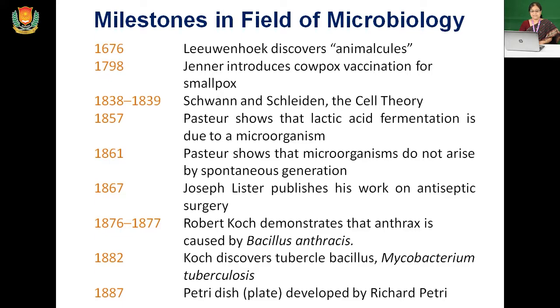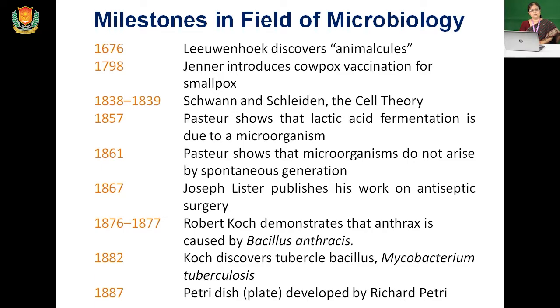In 1798, Jenner introduces cowpox vaccination for smallpox. What he has done is he took material from cowpox, since the milkmaids did not have smallpox at that time, whereas the rest of the world was having smallpox. Smallpox is a very dangerous disease, right? So we have to have some preventive measures regarding that.